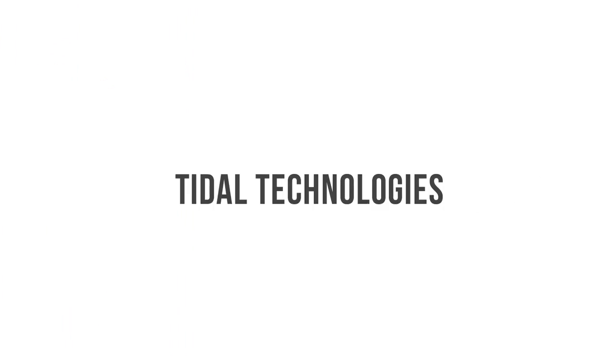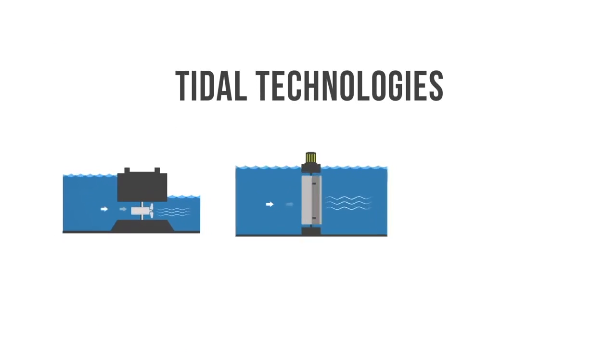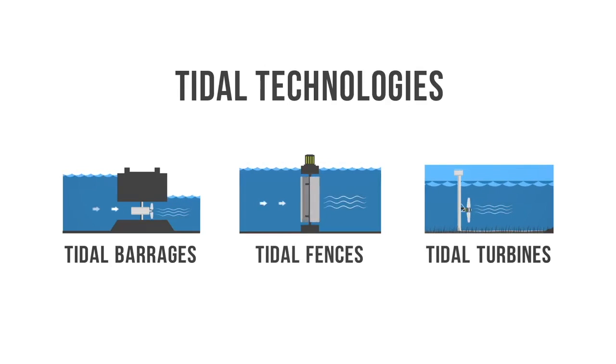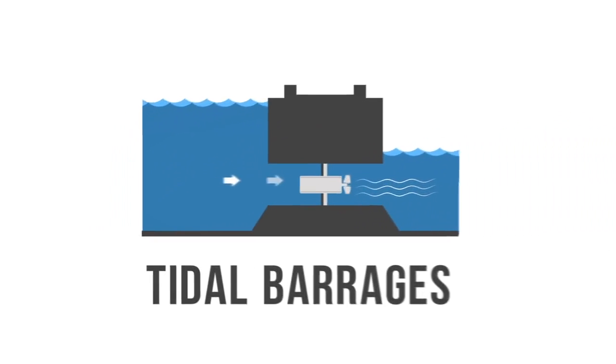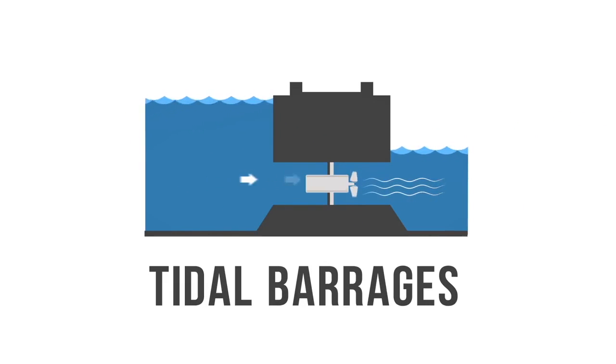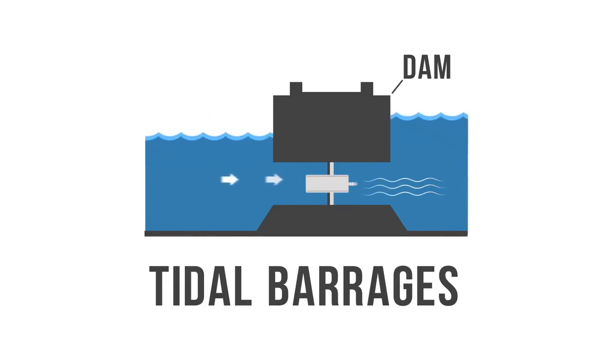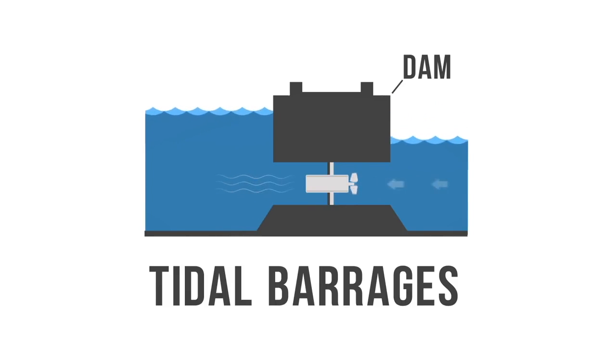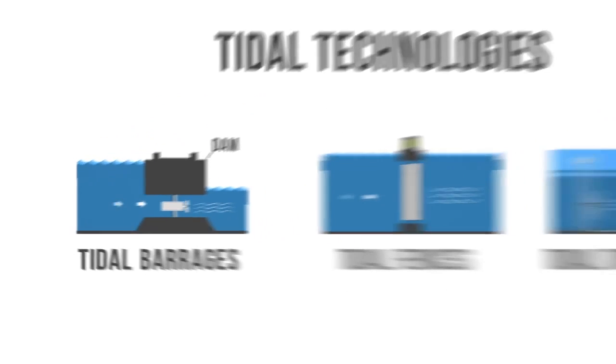Tidal electricity can be created from several technologies, the main ones being tidal barrages, tidal fences, and tidal turbines. Tidal barrages are the most efficient tidal energy sources. A tidal barrage is a dam that utilizes the potential energy generated by the change in height between high and low tides. This energy turns a turbine or compresses air, which in turn creates electricity.